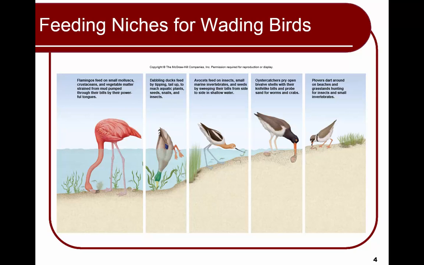The oyster catchers will use their knife-like bills to open bivalve shells. And then the plovers will dart around on the beaches and in the grasses and hunt for insects and small invertebrates. They all live along the shore, but they have different niches, different jobs, different ways that they stay alive, things that they have to do to stay alive.